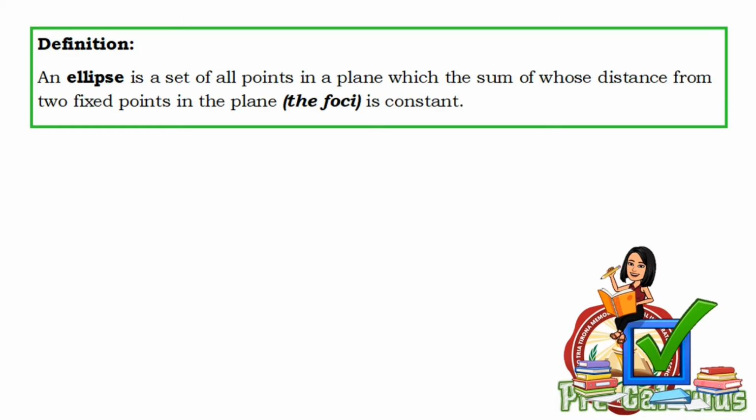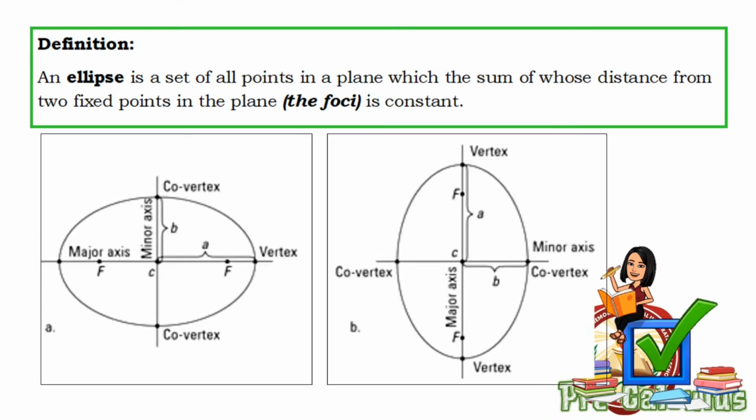By definition, an ellipse is a set of all points in a plane in which the sum of whose distance from two fixed points in the plane is constant. So if we are to graph an ellipse, either your ellipse is horizontal, or itong pahigang graph natin, or your ellipse is vertical, or itong patayong ating graph. Siyempre, we have the different parts of our ellipse.